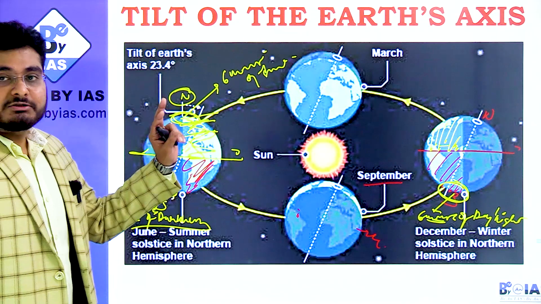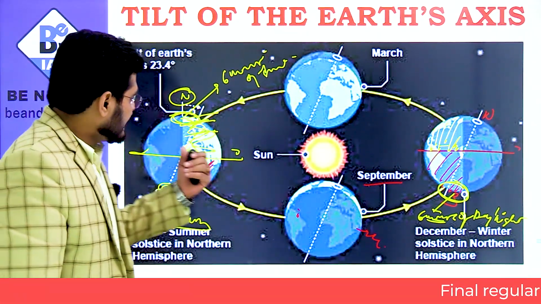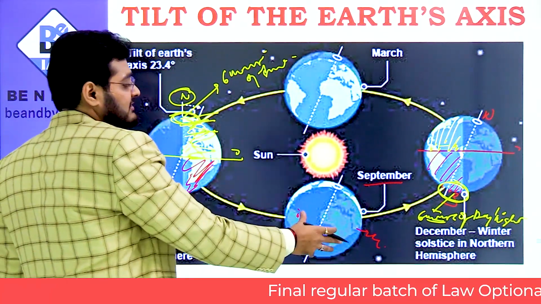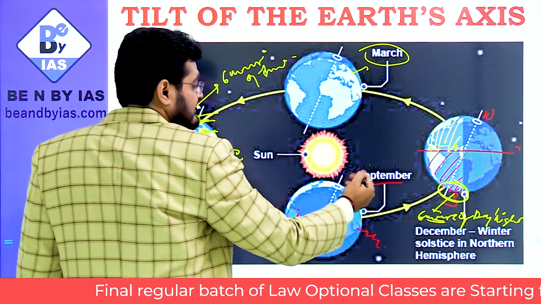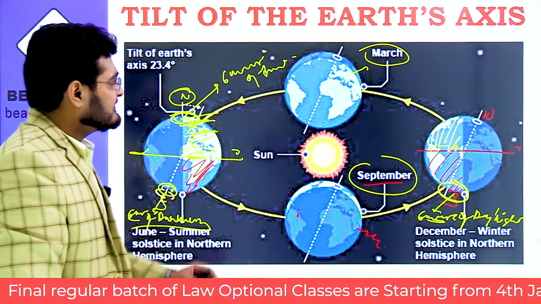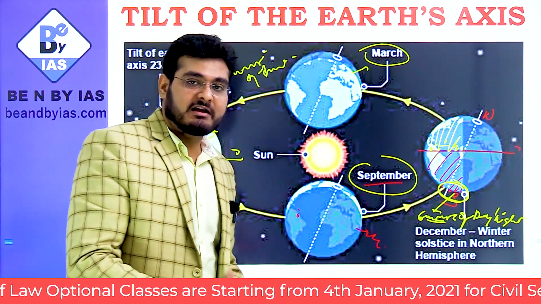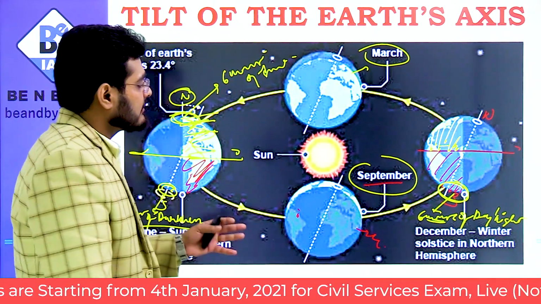So when it is winter solstice, the north pole is completely dark. When it is summer solstice, then the south pole is totally dark. And these two are equinox. This is during autumn, this is during spring. It happens in the month of March. This happens in the month of September. Just remember the months: March, June, September, and December, because once UPSC has asked this type of question, what occurs in which part of the year.